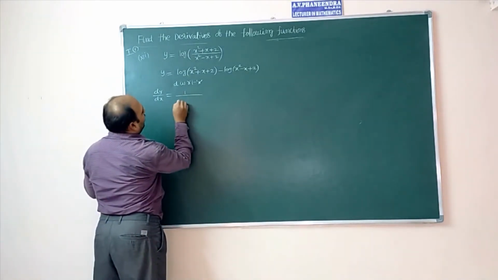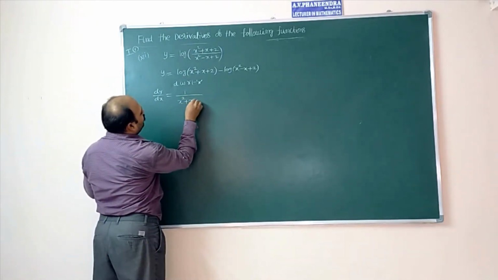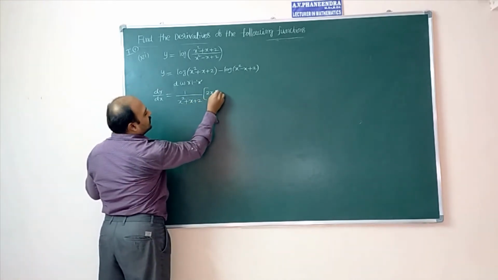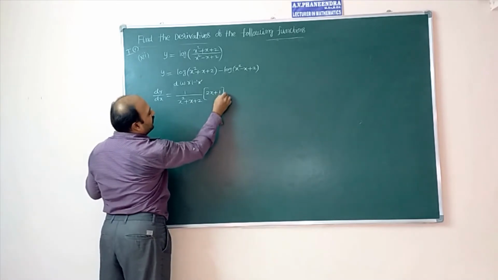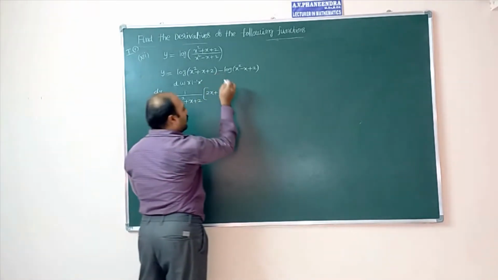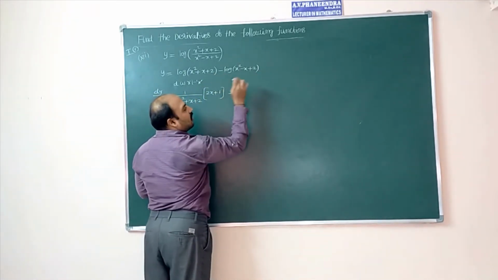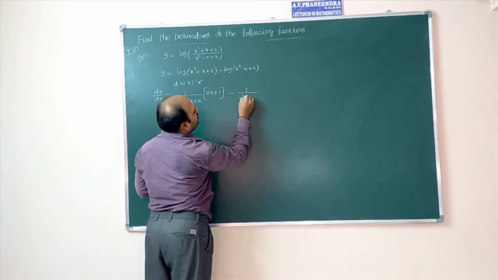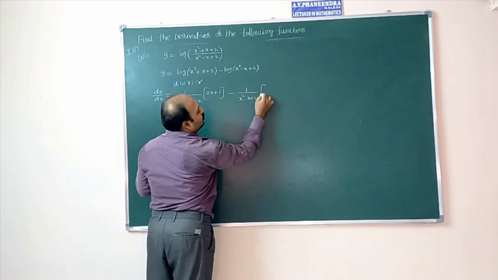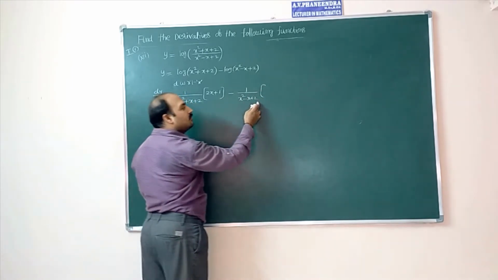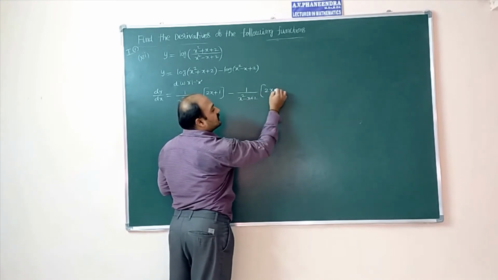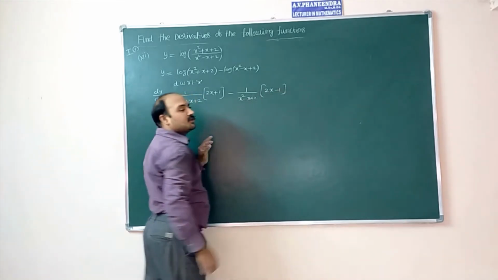So 1 by x square plus x plus 2 into d by dx of x square is 2x. d by dx of x is 1. d by dx of constant is 0. No need to write. Minus d by dx of log of x square minus x plus 2. So 1 by x square minus x plus 2 into, keep bracket, each and every term differentiated. d by dx of x square is 2x. d by dx of minus x is minus 1. d by dx of constant is 0.